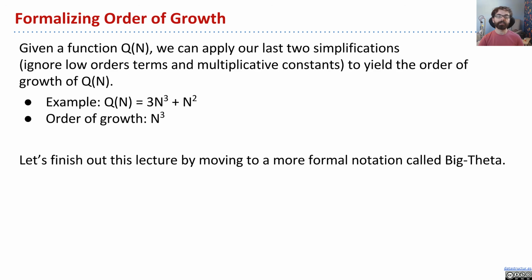There's one more thing that I'd like to do today before we end our lecture. We've seen how, given a function like 3n cubed plus n squared, we can figure out the order of growth by applying our two simplifications. We lop off this low order term, lose this multiplicative constant, and we have n cubed.